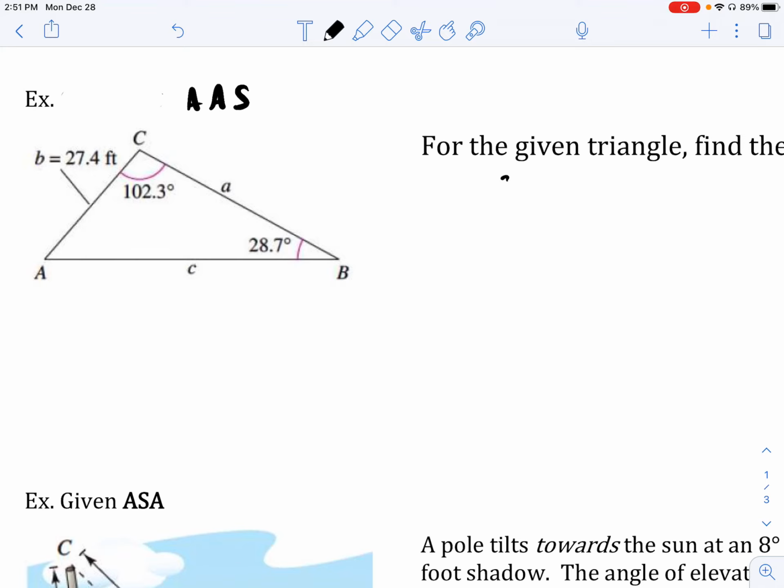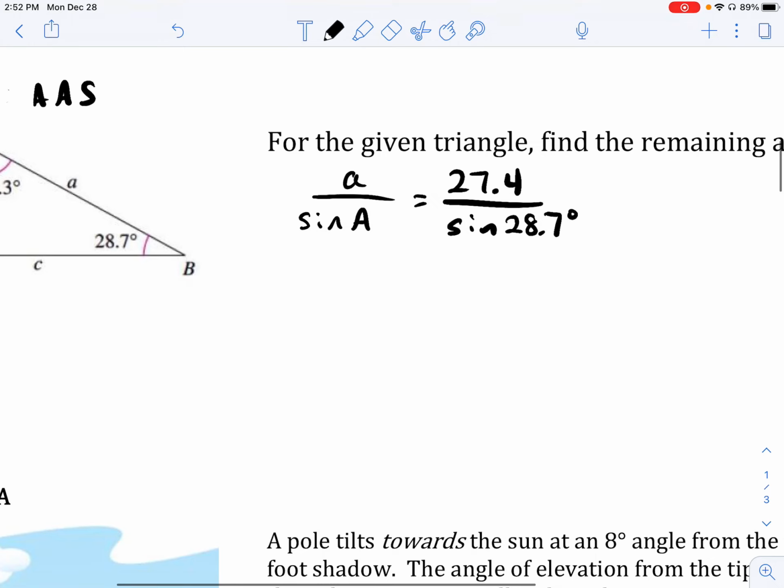I'm going to just set up side A over the sine of angle A, which I don't know, is equal to side B, which we say is 27.4, over the sine of angle B, which is 28.7 degrees. And then next, we would say this is equal to side C, which is unknown, but we know it's opposite of the sine of angle C, which is 102.3 degrees. So from here, you can set up any one of these proportions to solve for any unknown information.